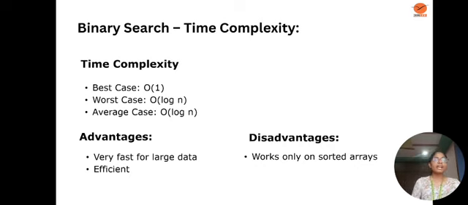Time complexity of binary search: best case is big O of 1, worst case is big O log of n, and the average case is big O log of n. Advantages of binary search: it is very fast for large data and efficient. As we discussed, linear search is slow for large data, so in those cases we can use binary search. The disadvantage of binary search is that it only works on sorted arrays. Linear search works on both sorted and unsorted arrays.